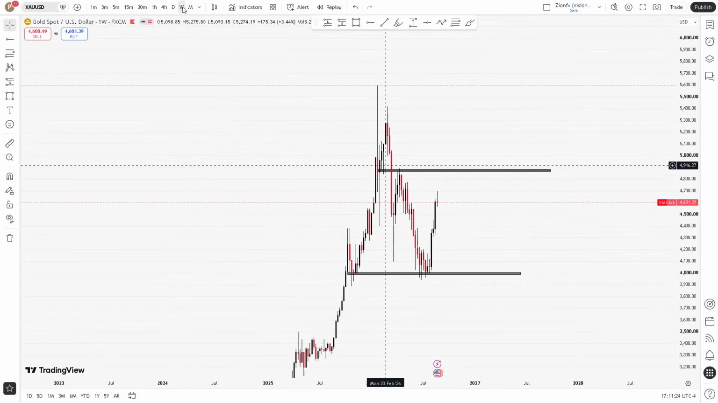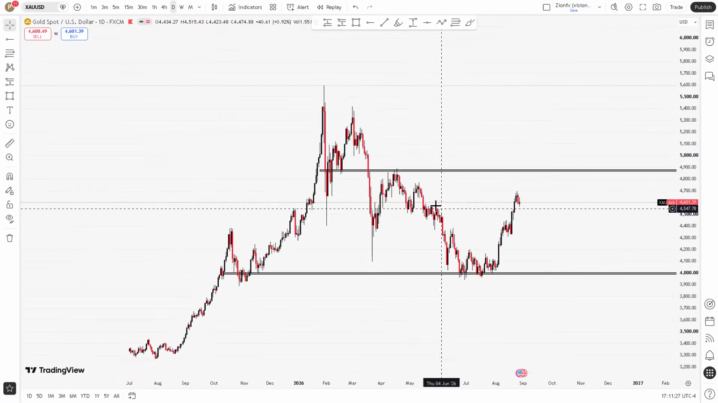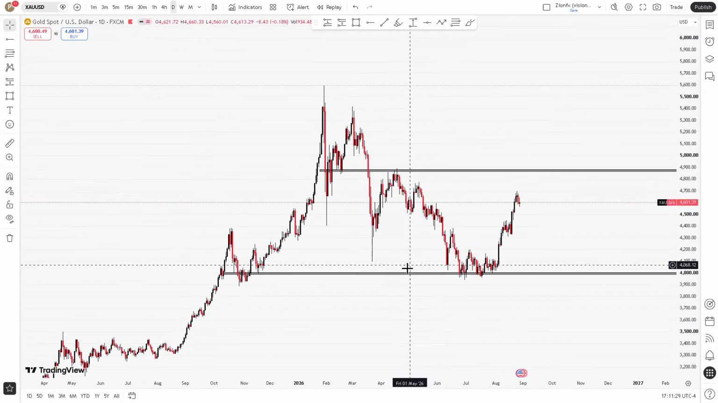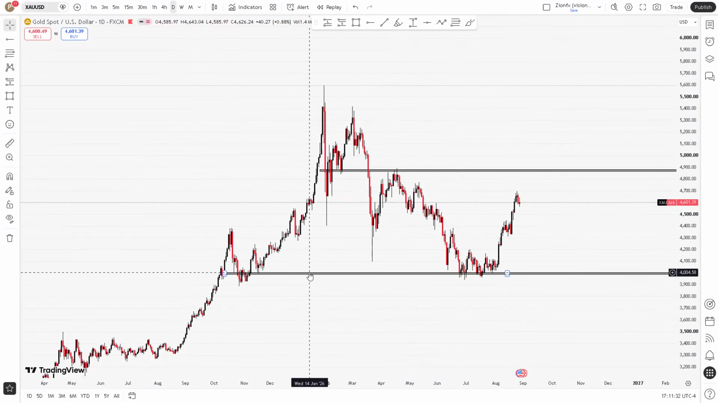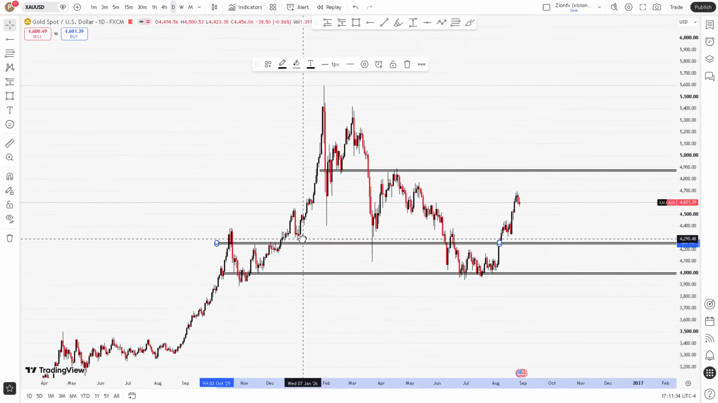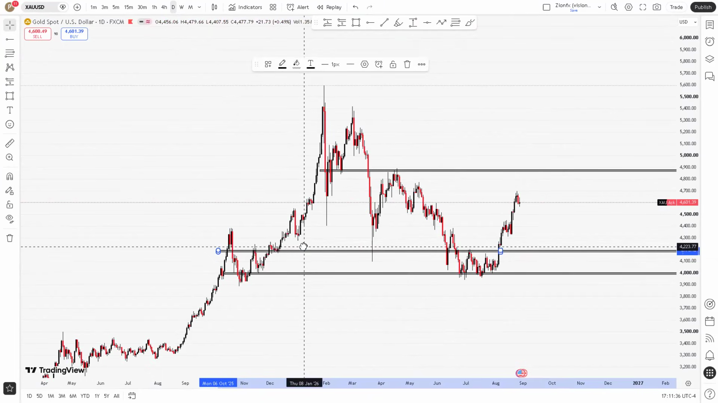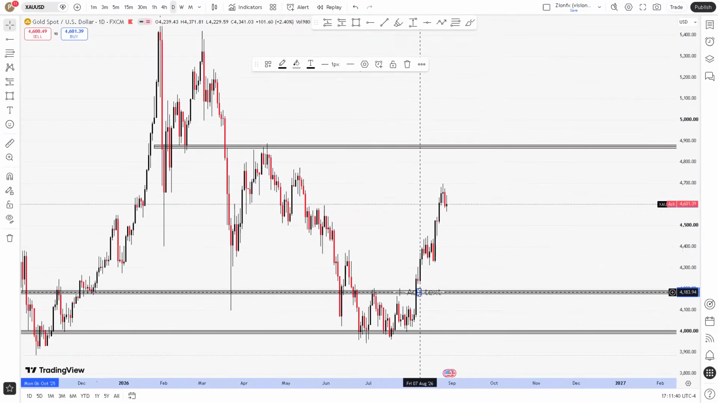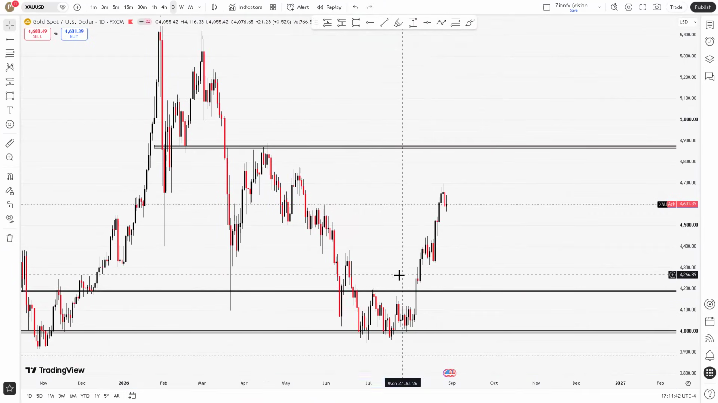Now I want to come to the daily time frame. What then do I do on the daily time frame? I still look for resistance or support levels. So we have this level. We have this level. Why did I say this level is a resistance level? We see that the market has reacted from that level twice.